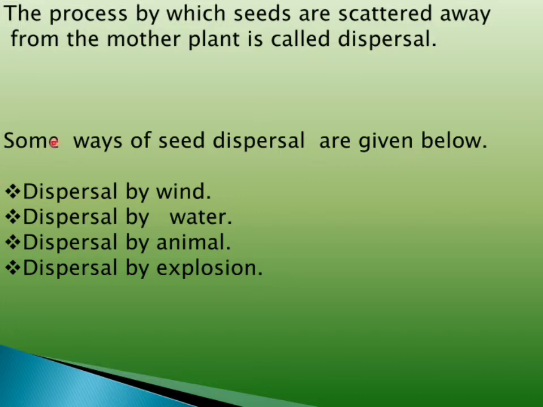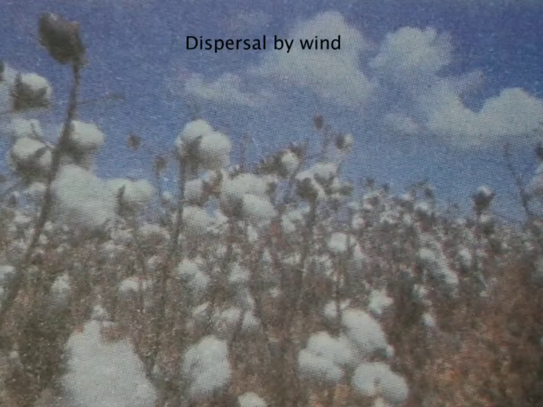Here, these are the different types of dispersal. What are they? Dispersal by wind, dispersal by water, dispersal by animal, and dispersal by explosion. Now, one by one we will see. Okay. First one, dispersal by wind.